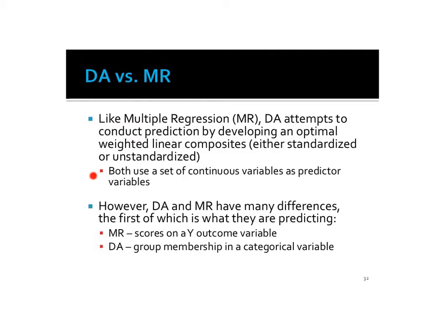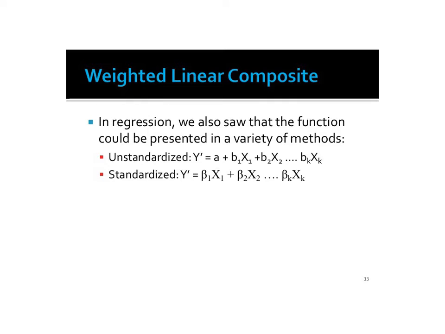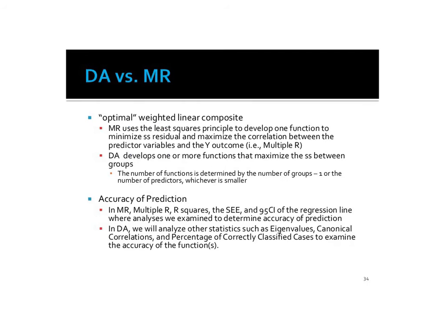Both use sets of continuous variables as predictor variables, so that's pretty much the same. However, in discriminant function analysis, there are varying differences, the first of which is what they are predicting. As we described earlier, multiple regression was trying to look at a single y score on a continuous y outcome variable. Discriminant function analysis is trying to look for group membership. And we had no groups in regression, so that's a big difference. In regression, we also saw that the functions could be presented as either standardized or unstandardized. That's going to be the same in discriminant function analysis.